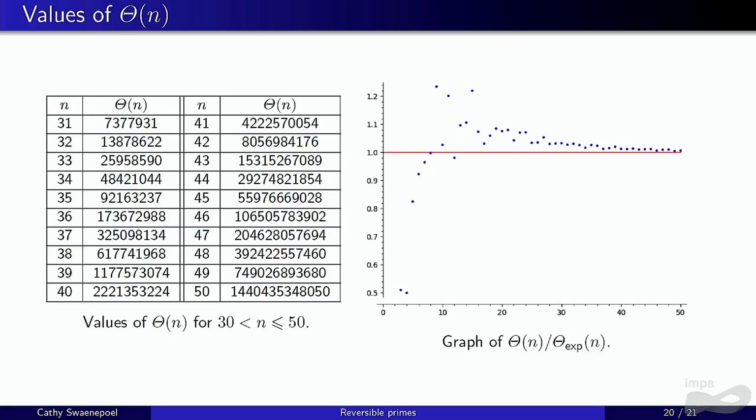So we could compute the values of theta of n for n up to 50. So this took some time because, for instance, for n equal to 50, we need to compute the number of 50-bit reversible primes, and 2 to the power 50 is about 10 to the power 16, so quite large. Okay, so if we plot theta of n divided by what we expect, theta exp of n, we should observe a convergence to 1, according to the conjecture. And indeed, this seems to converge to 1. So the conjecture really agrees with the values of theta of n.